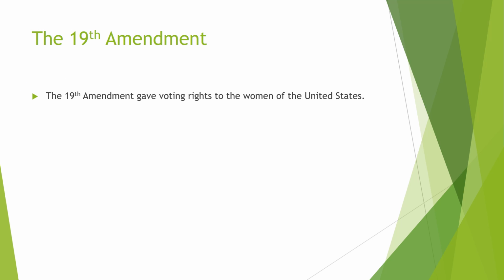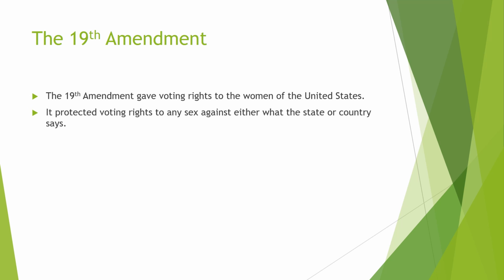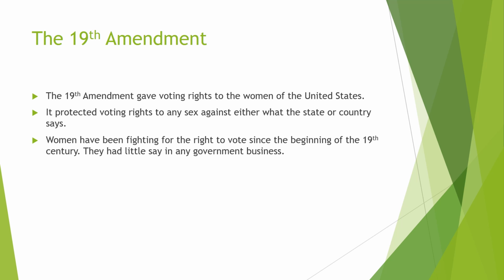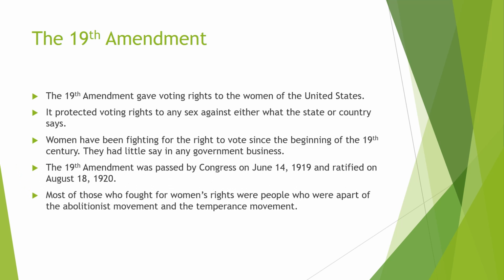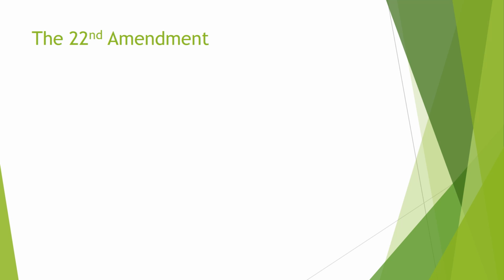The 19th Amendment. The 19th Amendment gave voting rights to women of the United States. It protected voting rights to any sex against either what the state or country says. Women have been fighting for the right to vote since the beginning of the 19th century. They had little to say in any government business. The 19th Amendment passed by Congress on June 14, 1919, and ratified on August 18, 1920. Most of those who fought for women's rights were people who were a part of the abolitionist movement and the temperance movement.